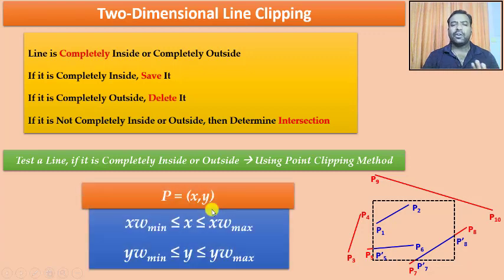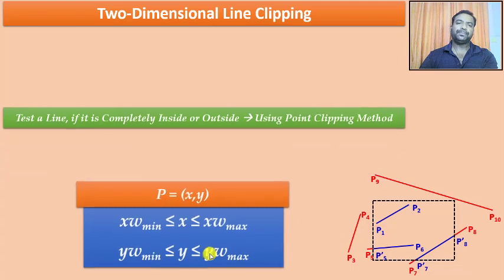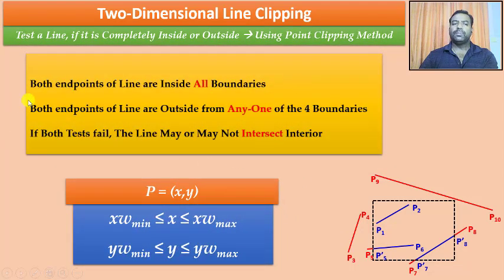Now we will see how exactly we are going to make use of this. By using the point clipping method with the range of x and y, we'll see how this can be done. To accept a line, both the endpoints of the line must be inside all the boundaries, so I should check all the 4 boundaries of the clipping window. For rejection, both endpoints of the line must be outside any one of the 4 boundaries. Even this line is completely outside, and this line is also completely outside, but this one is outside at one side of the boundary, that is the left boundary of the clipping window, while this one is outside at 2 boundaries.